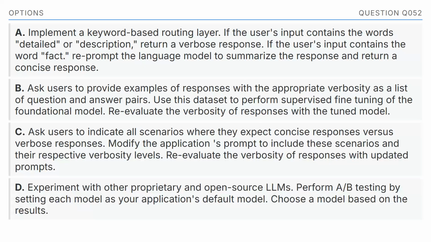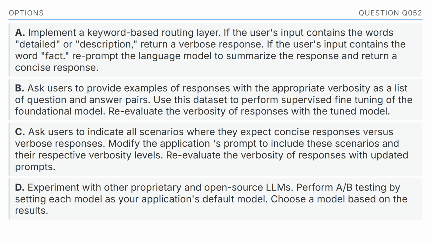The options are: Option A, implement a keyword-based routing layer. If the user's input contains the words detailed or description, return a verbose response. If the user's input contains the word fact, reprompt the language model to summarize the response and return a concise response. Option B. Ask users to provide examples of responses with the appropriate verbosity as a list of question and answer pairs. Use this dataset to perform supervised fine-tuning of the foundational model.